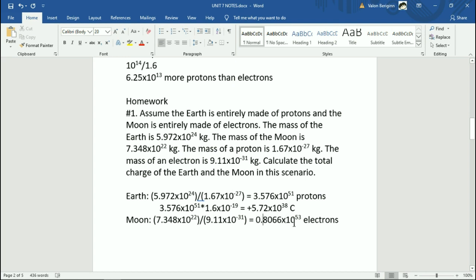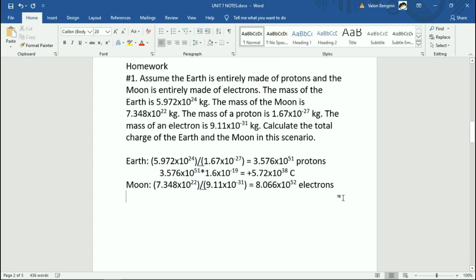So we want to multiply the coefficient by 10, and therefore this goes from 53 down to 52. Okay, that's how many electrons you have, which means that your total charge of your electron Moon would be this many electrons times the negative charge of an electron, which gives you, let's see, 10 to the 52 minus 19, that would be 10 to the 30.